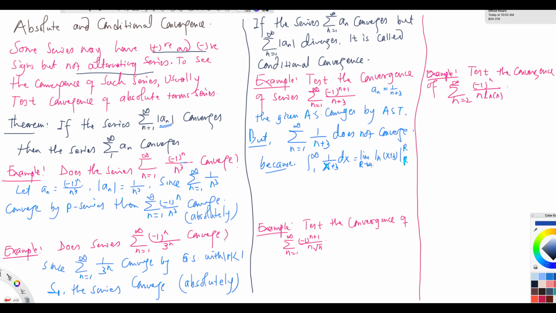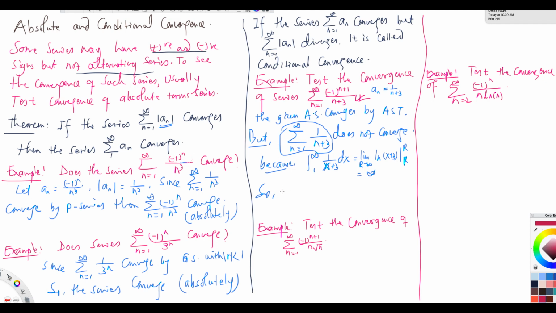If you do that, you will get infinity here. So this integral does not converge, meaning the series does not converge. Okay, so the given series converges, but the absolute value series does not converge. Did you see that? The given series converges by the alternating series test, right? But the series of the absolute values does not converge by the integral test.